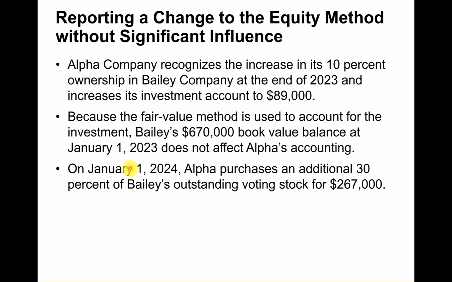Now, we're told at the beginning of the next year, our investor Alpha buys an additional 30% interest in the investee. And here's the costs. So this is the starting point for the second year. We had increased it up by $5,000. And now we're going to add the additional cost of buying that 30% more. So we had 10, now we're going to have 40% interest, giving us probably significant influence, meaning now we've got to account for the investment using the equity method here in the second year.